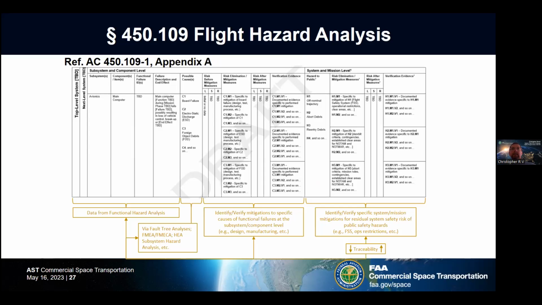from that subsystem component level risk assessment is then applied to the associated hazard at the system and mission level. And then residual risk is mitigated, and those mitigations are verified to determine the overall residual system safety risk of public safety hazards, which must meet 109B3. And through all of that is traceability through the analysis of all the data.